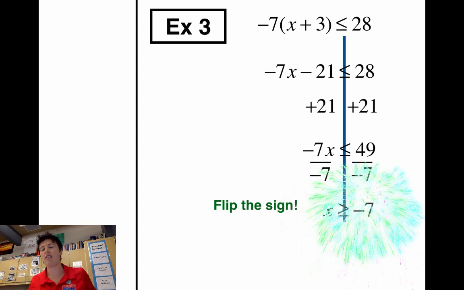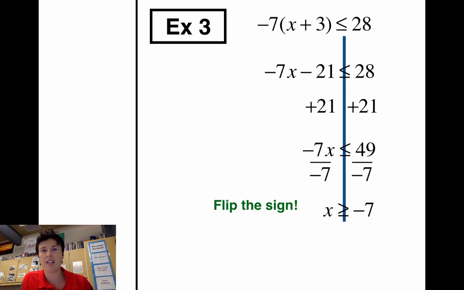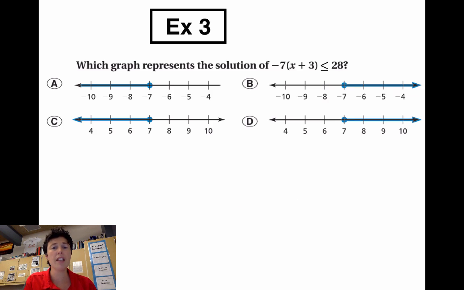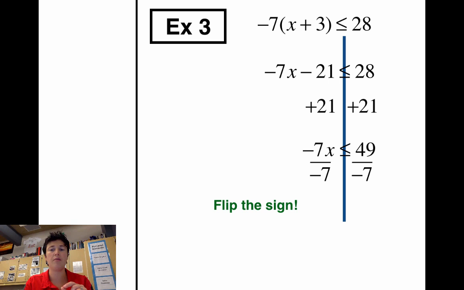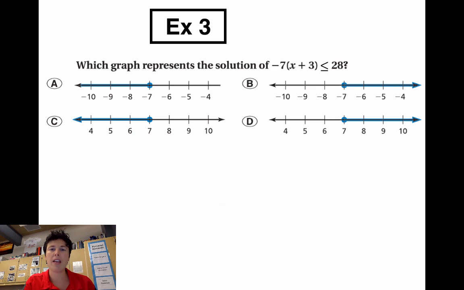So I'm going to change it out. I got a whole bunch of fireworks here making it look exciting, but I'm going to flip that symbol to x is greater than or equal to -7. Now, if that's my answer, we want to find the number line that's going to match up to that. So here are my A, B, C choices in my multiple choice question. We just got this as an answer: x is greater than or equal to -7. So pause the video and pick A, B, C, or D.